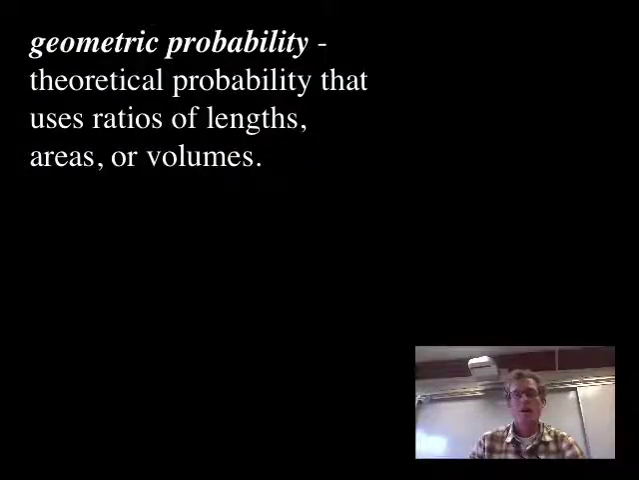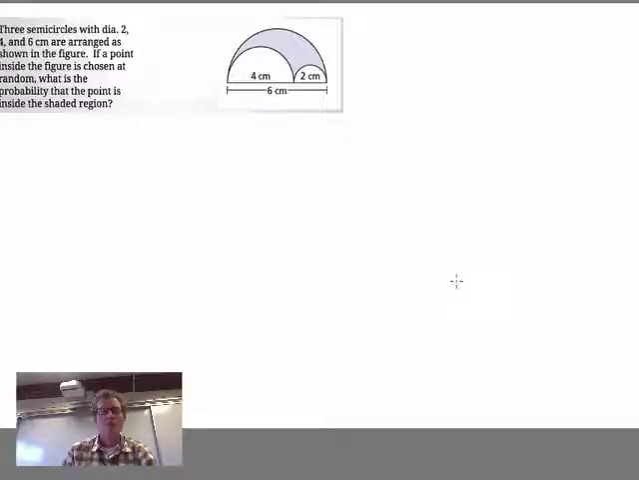The last piece we're going to talk about is geometric probability. Geometric probability is a theoretical probability that uses ratios of lengths, areas, and volumes. Say I have 3 semicircles with diameters 2, 4, and 6 centimeters, and they're arranged in this figure that we see right here in the picture. If a point inside the figure is chosen at random, meaning it lands inside this area right here, what is the probability that the point will land inside the shaded region? So this area right here.